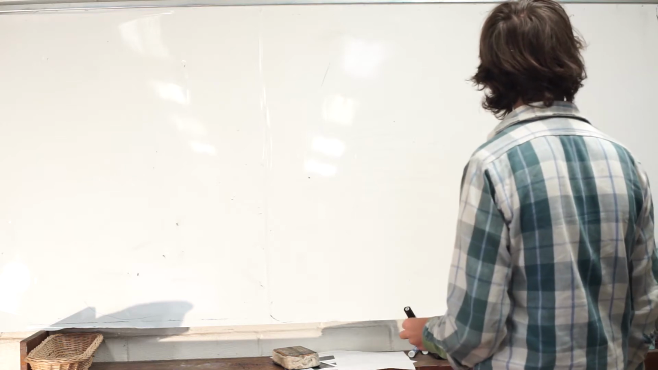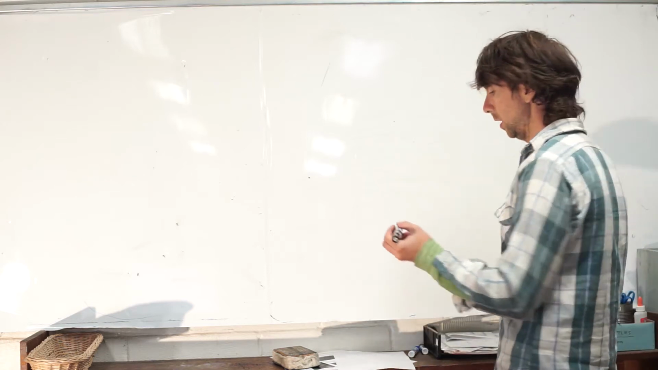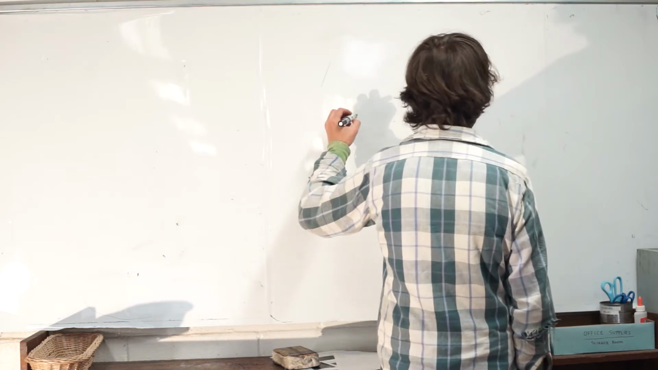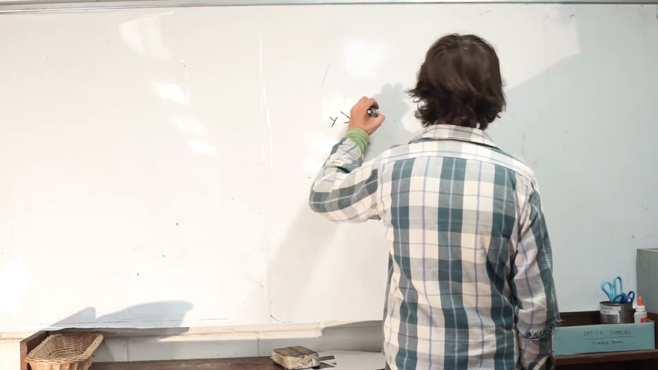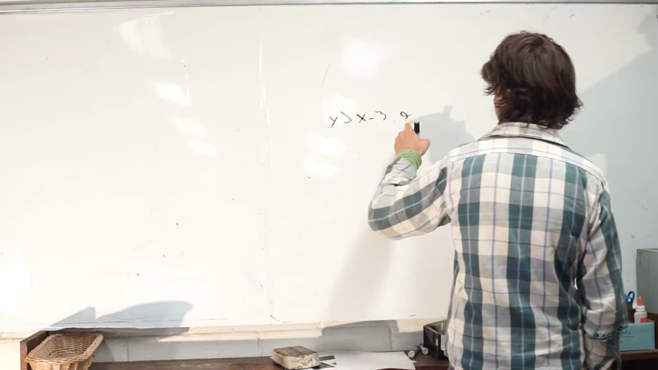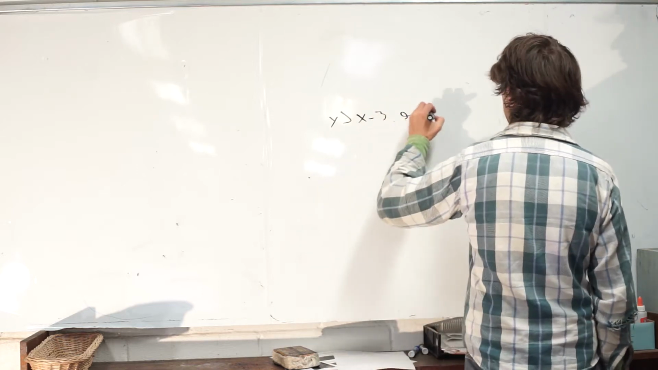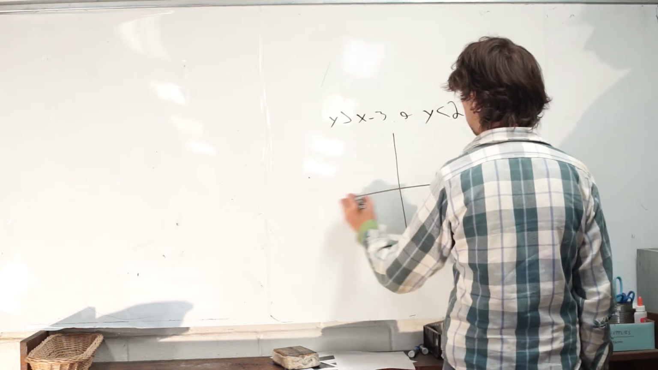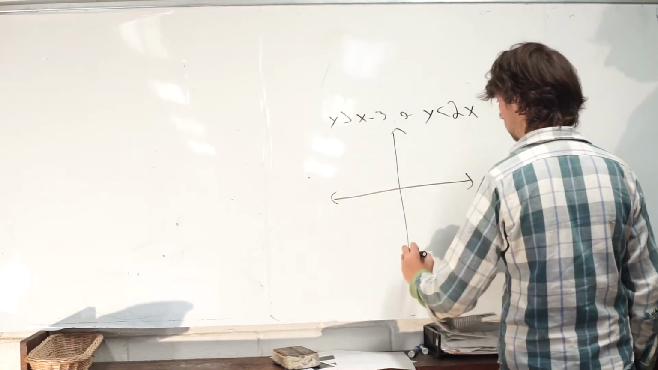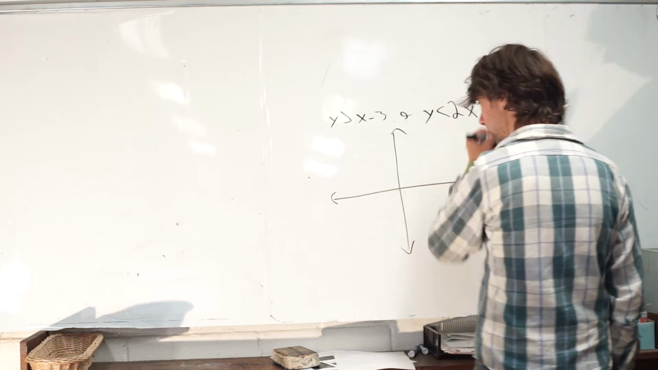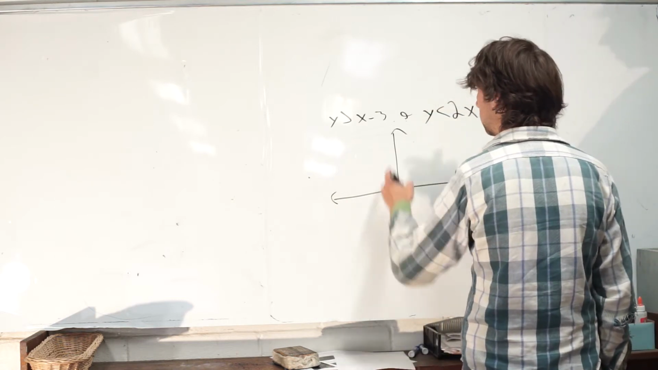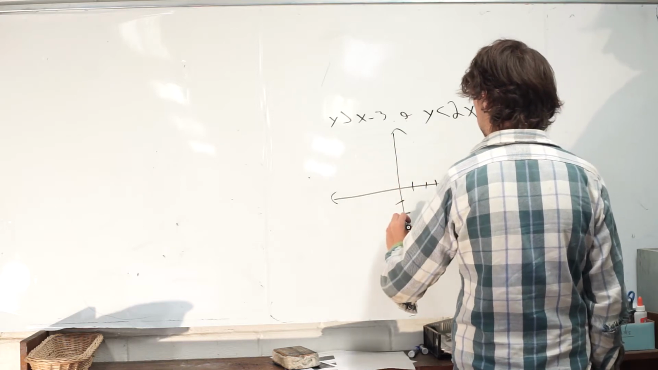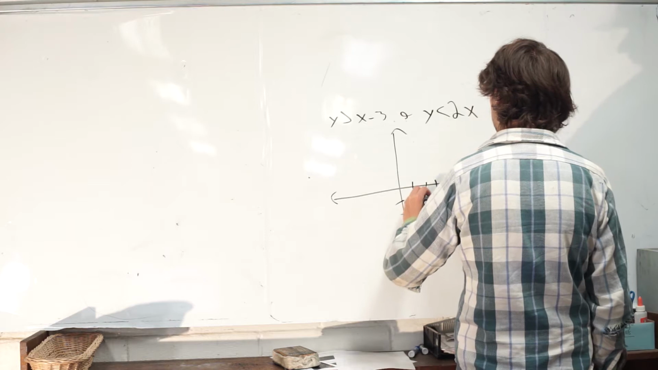Let's see. Let's do one with an and, just so you remember it's a little different. Y is greater than x minus 3, and this just means and y is less than 2x. Okay, so these are both already solved for y. They're in their slope-intercept form, so we're going to just graph them: down 3, slope of 1, dotted line.